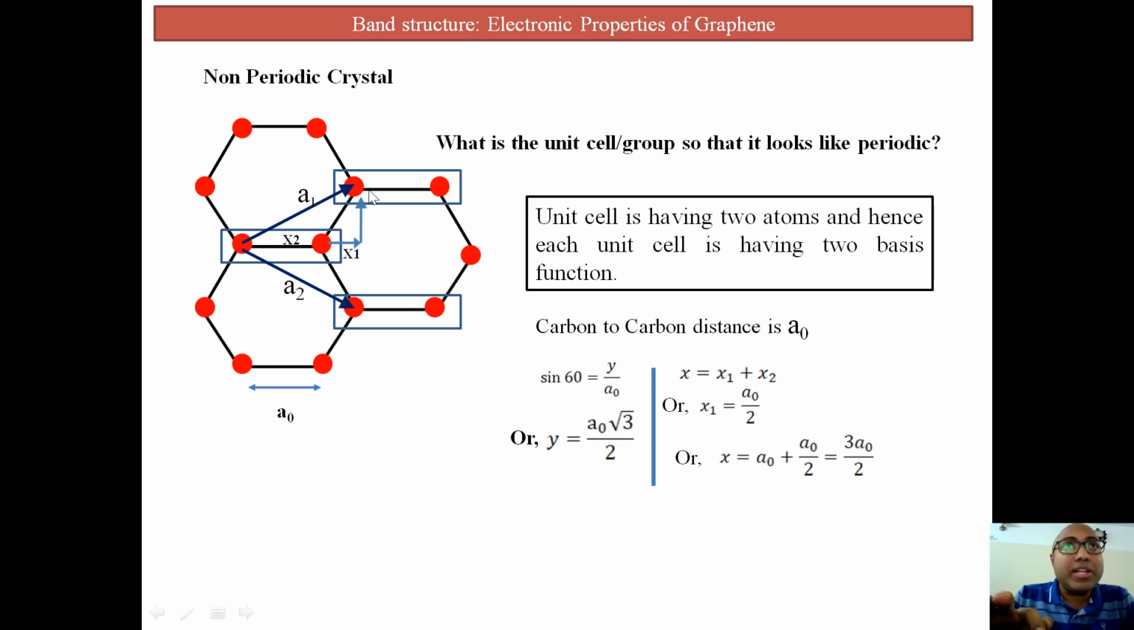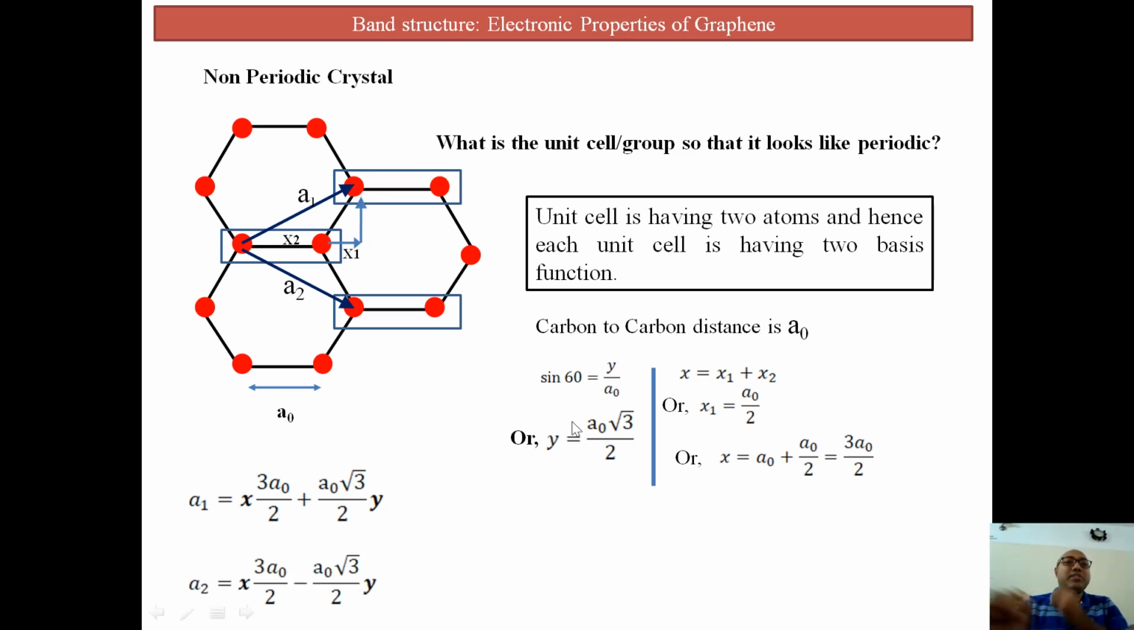Now we need to know what the Y component is. So sine 60 degrees is Y by A0. So Y is equal to A0 root 3 by 2. So this portion is also known. Then you can find out A1. A1 is the addition of from here to here, that is 3 by 2 into A0, plus what we are getting, A0 into root 3 by 2. That is A1. Similarly, A2 is 3A0 by 2 minus A0 by 2, because of the negative direction, no? It's easy to understand. Fine.